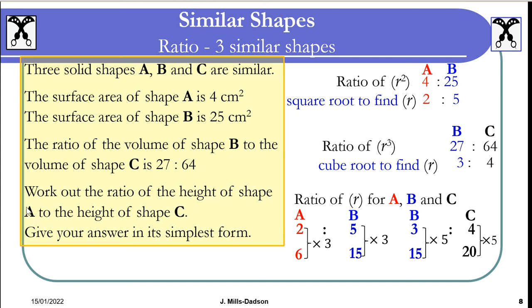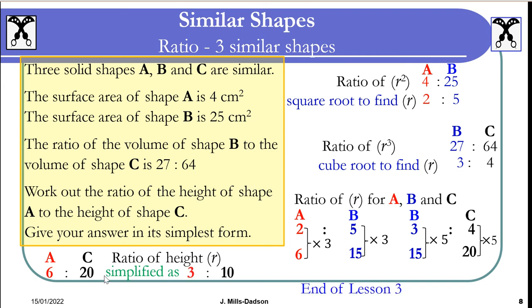The question wants us to compare A to C, the height. A to C, and this is the height format. So we pick A, which is 6. C is 20. So the ratio of A to C is 6 to 20, which can be simplified to 3 to 10 when you divide by 2. And that brings us to the end of lesson 3.